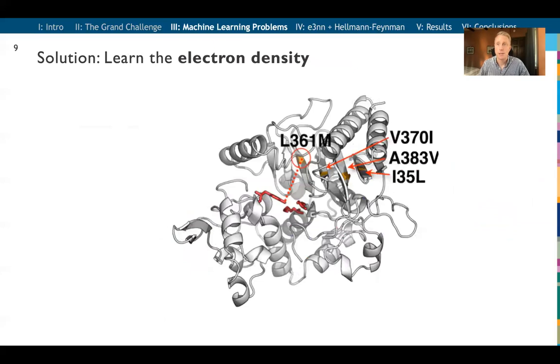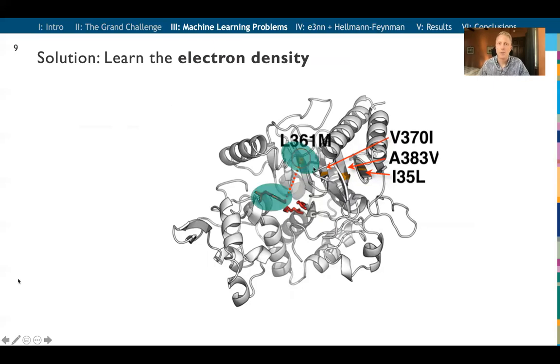So the solution to this, I think, is that rather than learn energies or forces, not that I'm saying that those are bad things to do, I think Simon and Albie just gave a very strong argument for how effective that can be for short-range interactions. But for long-range interactions, I think the solution is instead, let's learn the electron density.